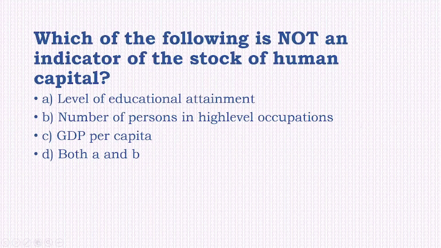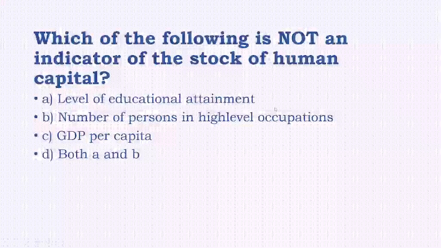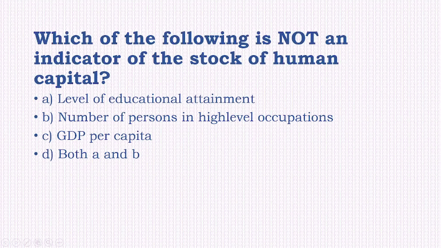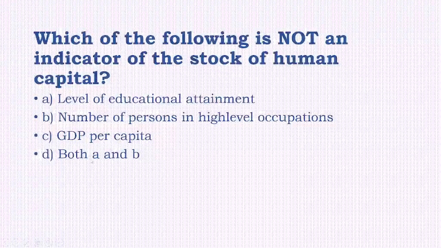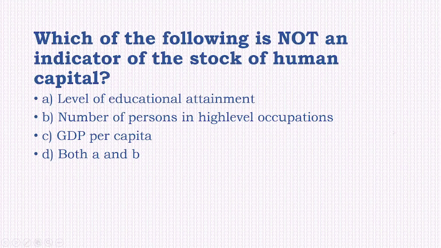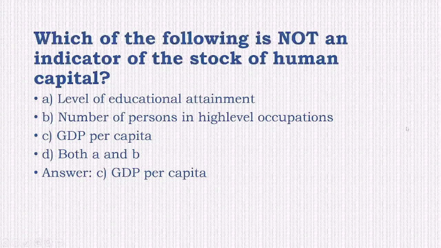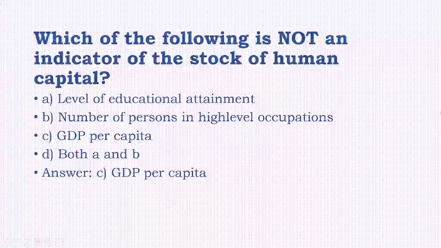Next, which of the following is not an indicator of stock of human capital? Options: level of educational attainment, number of persons in high level occupations, GDP per capita, both A and B. Answer of this question is option C, that is GDP per capita.